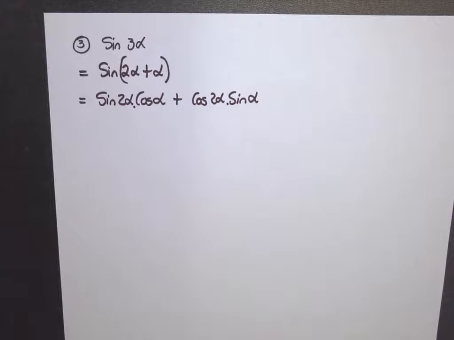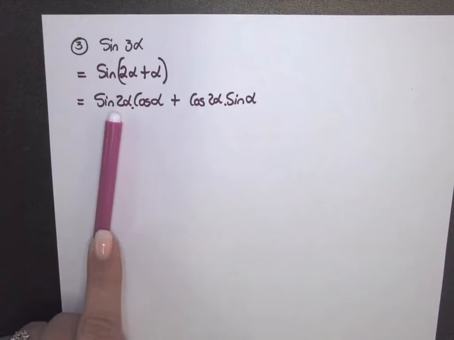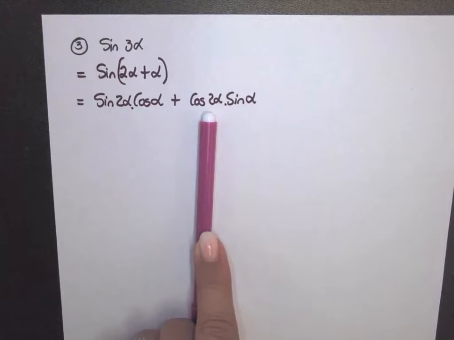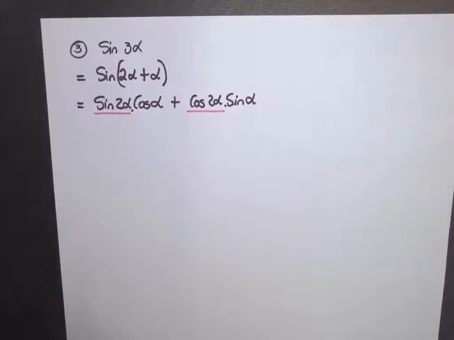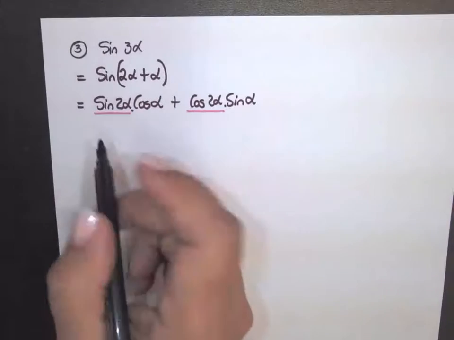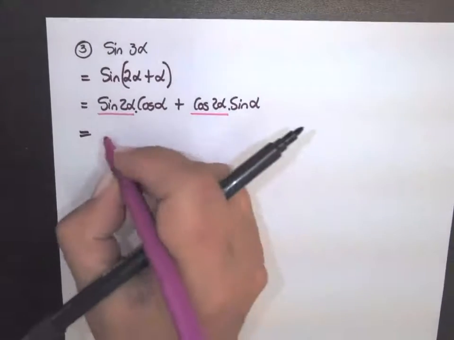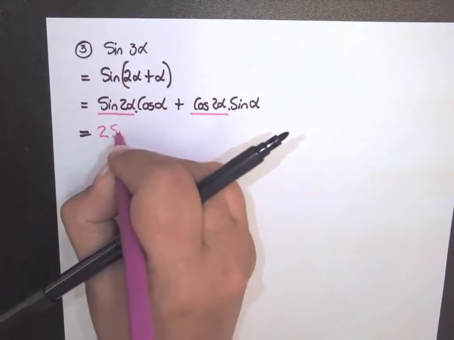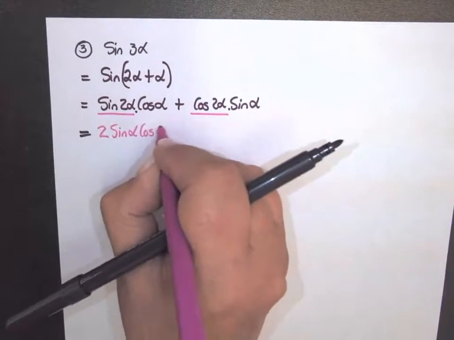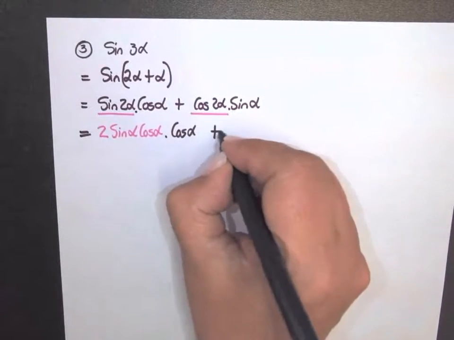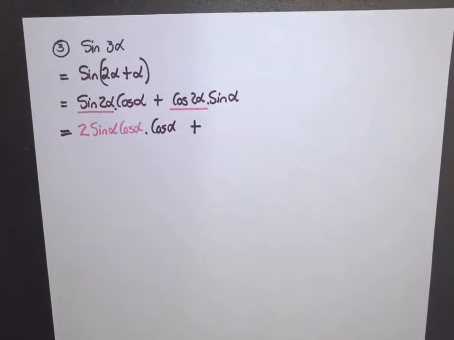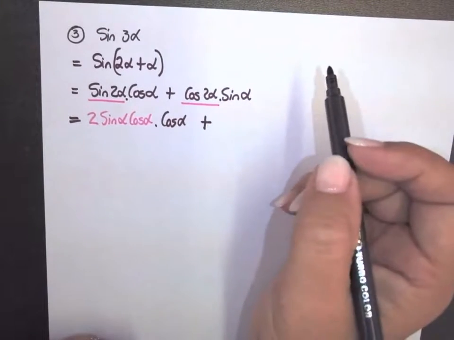What do I do now? What do you see? A double angle there, a double angle there. So we can expand those parts. The sine 2 alpha will be 2 sine alpha cos alpha times the cos alpha plus the cos 2 alpha.